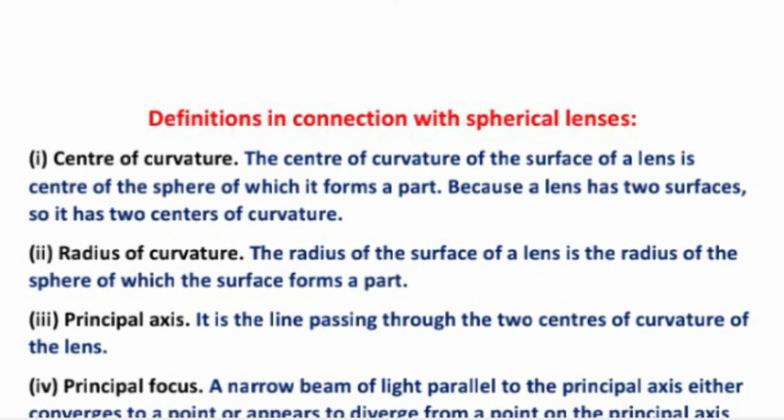Number four is principal focus. A narrow beam of light parallel to the principal axis either converges to a point or appears to diverge from a point on the principal axis after refraction through the lens. This point is called the principal focus. A lens has two principal foci.